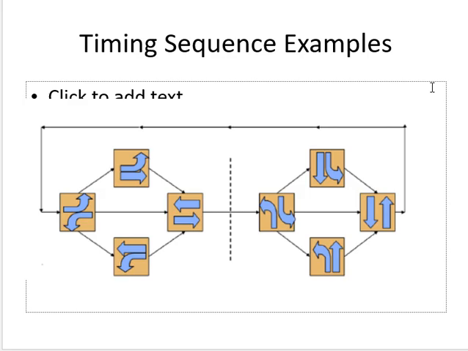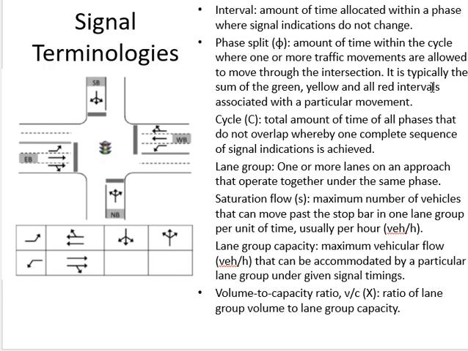this one. So this is a phase, right? But in this one phase, how many movements are happening? Two. But since they are happening together, we call it the same phase. So the phase is the amount of time given for one or a combination of movements to happen together.